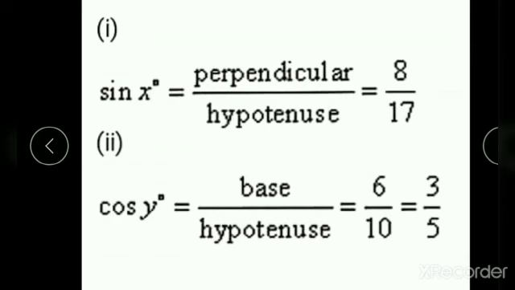Okay. So now you have to find out sin x naught, that is perpendicular divided by hypotenuse. Perpendicular, using the reference angle as x naught, you get 8 divided by the hypotenuse 17. Cos y naught is equal to base by hypotenuse, that is 6 divided by 10. So 2 3s are 6, 2 5s are 10, so you get 3 divided by 5.